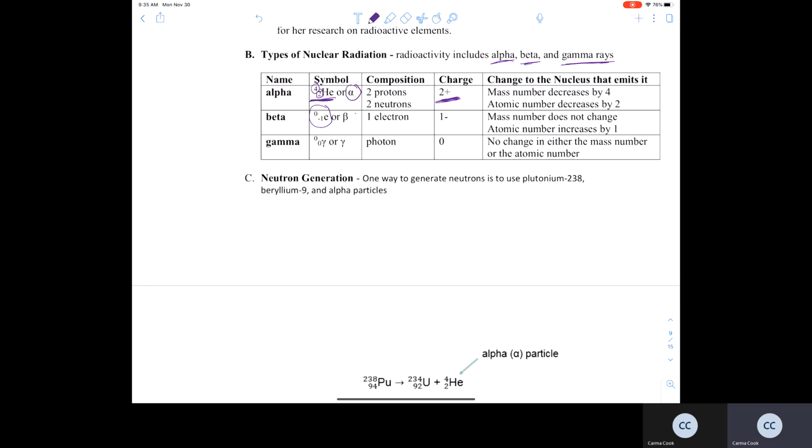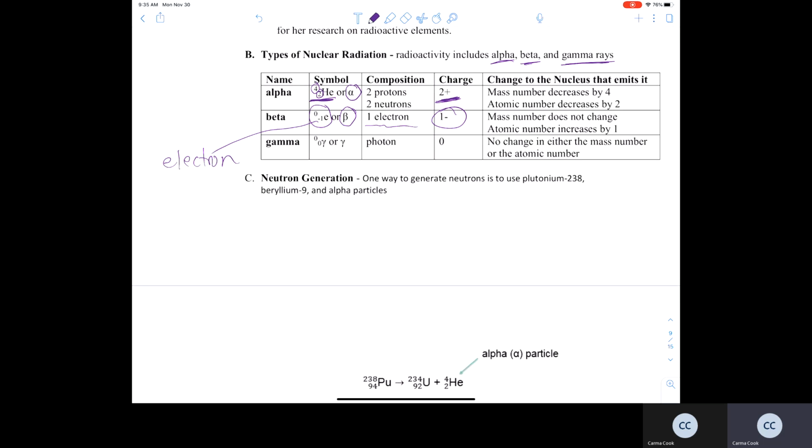And you can see it represented by the Greek letter beta, or being equivalent to an electron. So the symbol, lowercase e. An electron has virtually no mass, so the mass number is 0. And an electron is not a proton, so it doesn't have an atomic number. An electron is negatively charged, so you'll see it with a subscript of -1, meaning it has an overall -1 charge. And so a beta particle is equivalent to an electron.